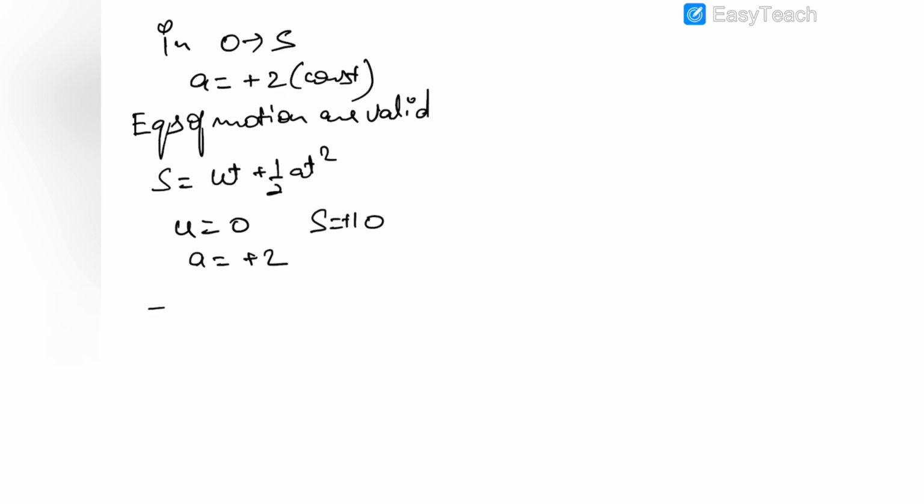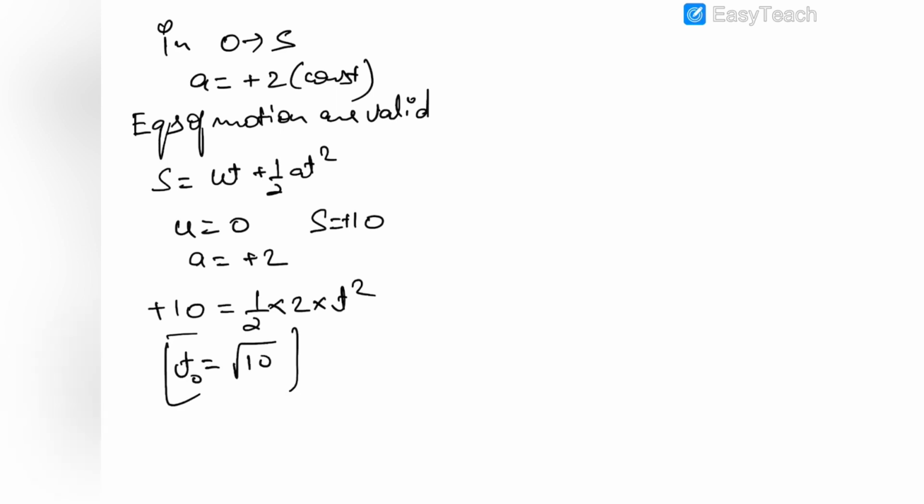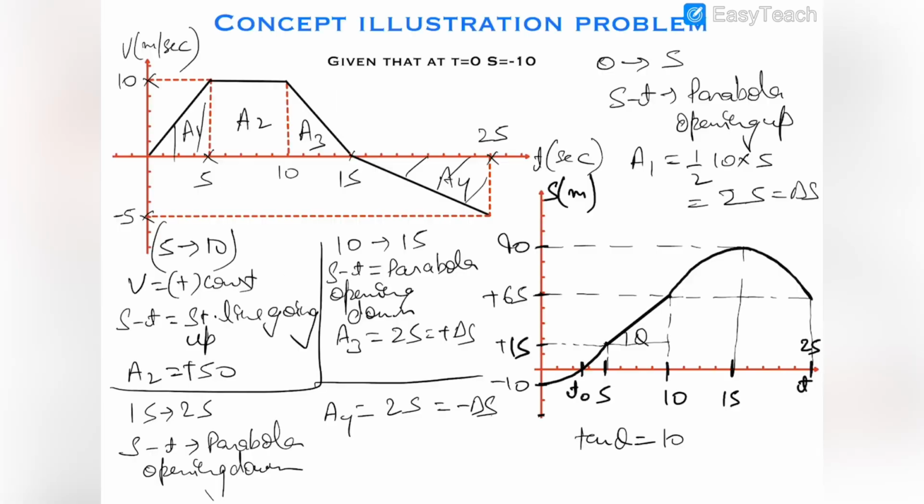Okay, so plus 10 would be equal to half into 2 into t square. So t would be equal to root 10. So this is the t naught which we are finding out. So this time t naught is equal to root of 10 seconds.